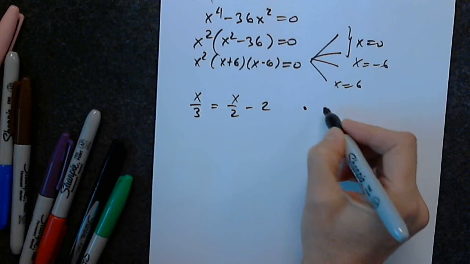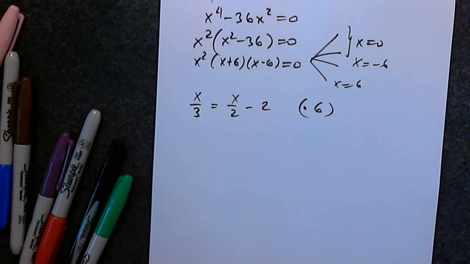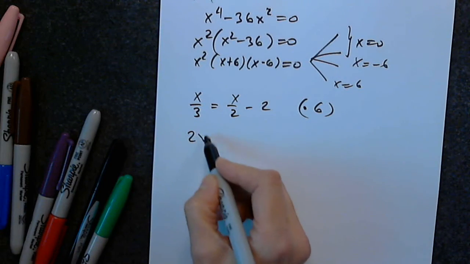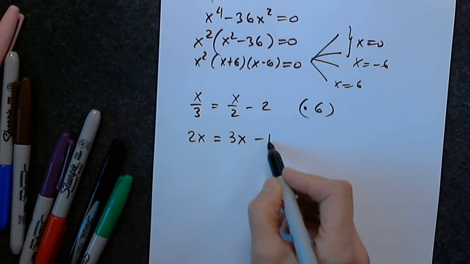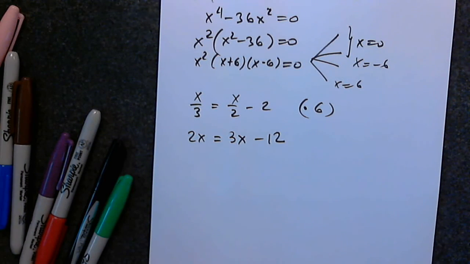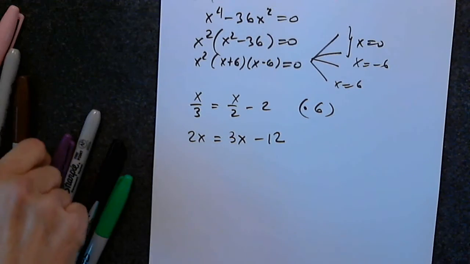I'm interested in getting rid of all denominators, meaning I have to multiply both sides by the least common denominator. So 6 over 3 will be 2x, 6 over 2 will be 3x, and 2 times 6 will be negative 12. So in a blink, I can change this into a regular, simple linear equation by eliminating fractions.